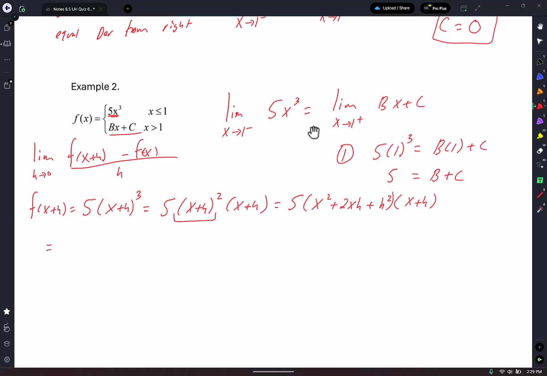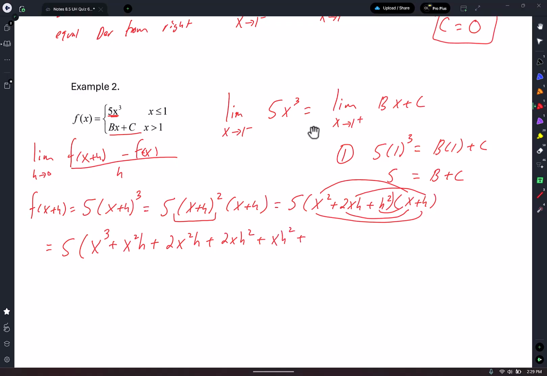All right, here we go. Equal sign. I'm just going to distribute this. I'm going to distribute the x squared to both of those. So I'm going to write 5 parentheses x squared times x cubed plus x squared times h plus, I'm done with that one. I jump to the next one. 2xh times x, 2x squared h plus 2xh times h, 2xh squared. I'm done with that one. Let's go to the next one. H squared times x. Yep. Plus h squared times h. Perfect. And I still have that 5.